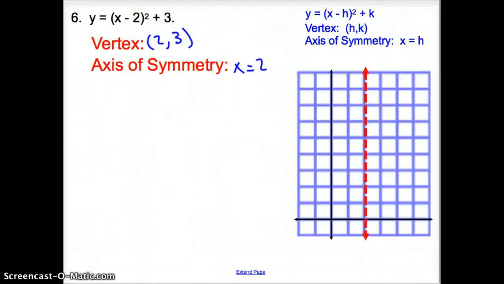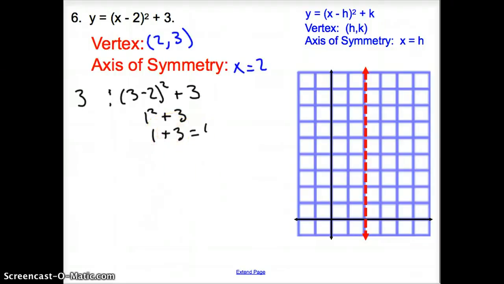There it is. And now we're going to pick two coordinates bigger than 2, so I'm going to pick 3 and go ahead and plug 3 in for your x values right there. So we have 3 minus 2, that's going to be squared, plus 3, that gives us 1 squared, plus 3, which is 1 plus 3, which gives us 4. So one coordinate point is (3, 4).